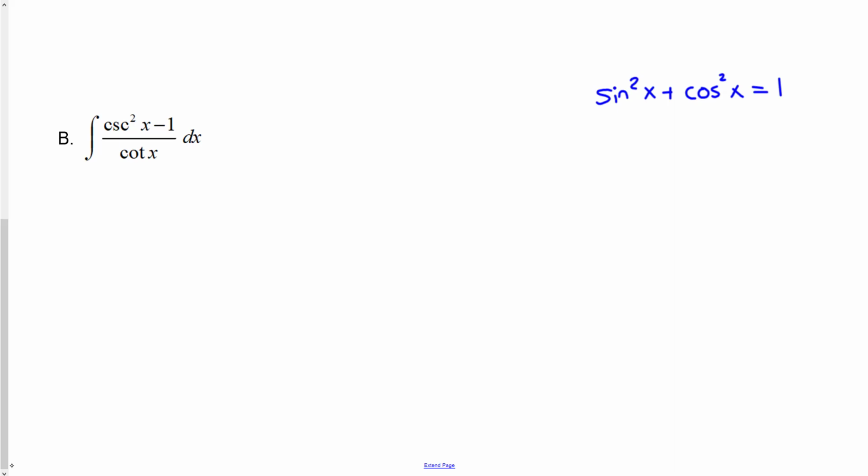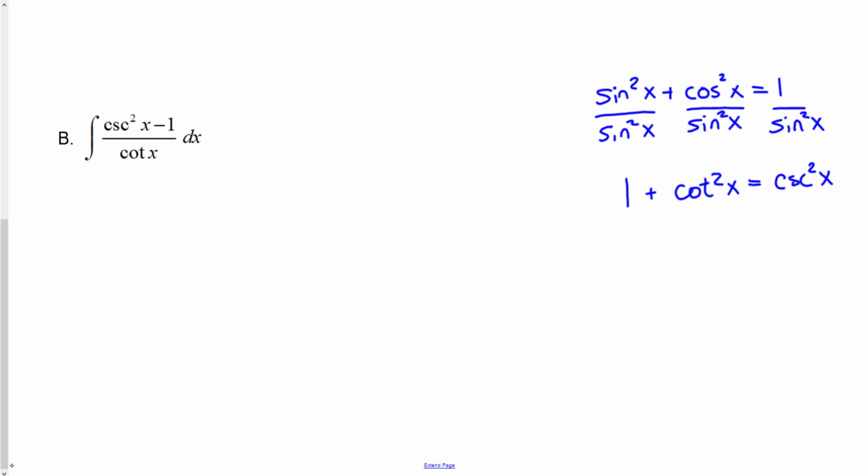So I'm going to take everything in this equation and divide it by sine squared. So sine squared over sine squared is 1. Cosine squared over sine squared is cotangent squared x. And then 1 over sine squared is cosecant squared x. So now I've developed this rule that involves cosecant squared.